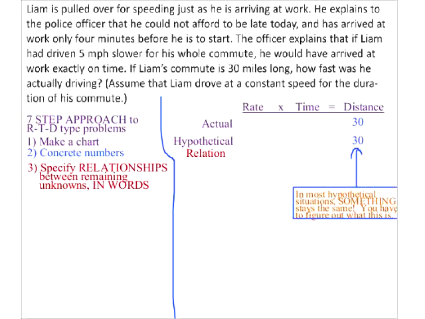Okay, we don't need that to be two lines. It's kind of silly. Relationship. And I like to actually put them in the chart. So the relationship between the rates here: what's the relationship between the actual and hypothetical speeds? In words. Text box, please. How are the actual speed and the hypothetical speed related?